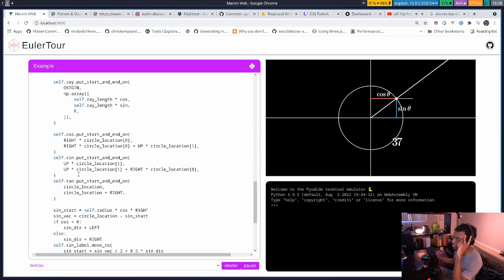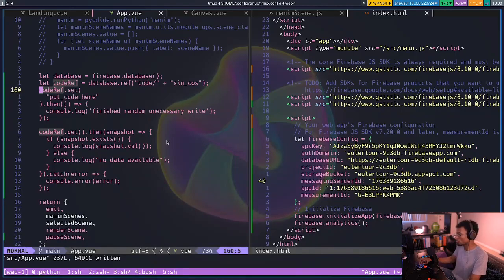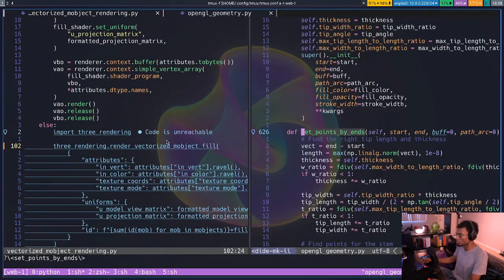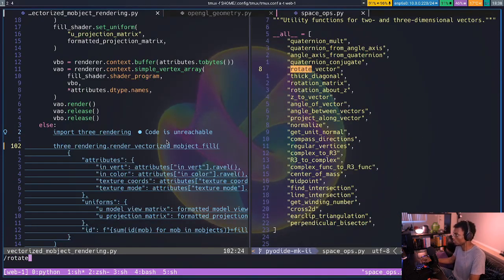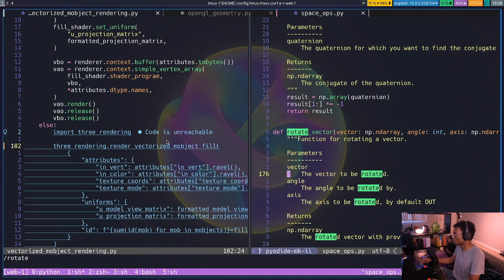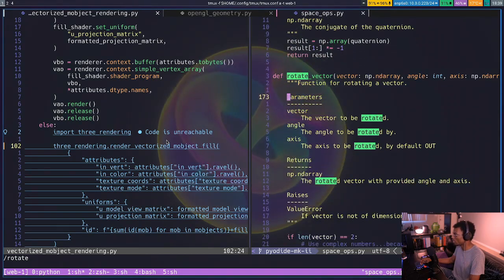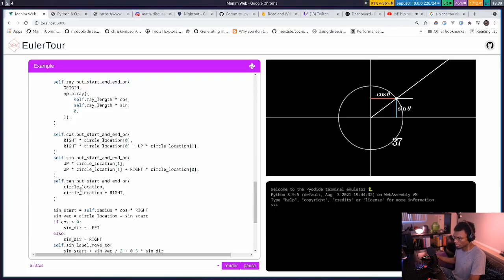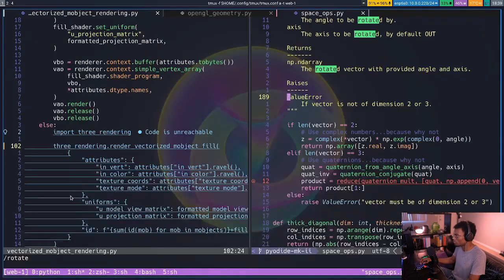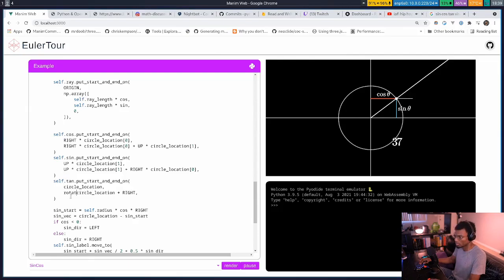So maybe all I have to do... There must be a rotate function, like to rotate a vector, in space ops somewhere. Takes a vector and an angle. Okay, sure. So I guess what I want to do is circle location, then rotate vector of that.